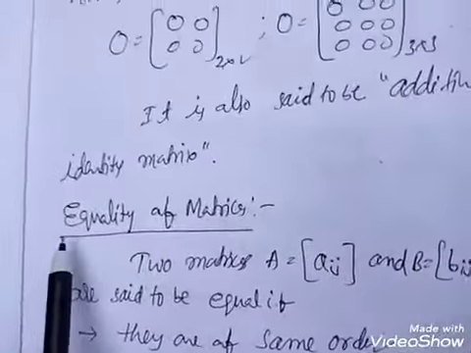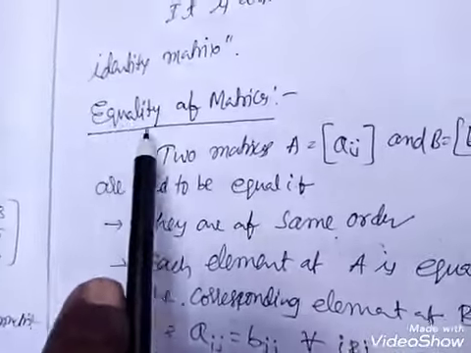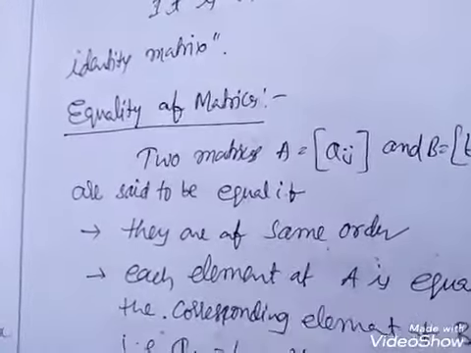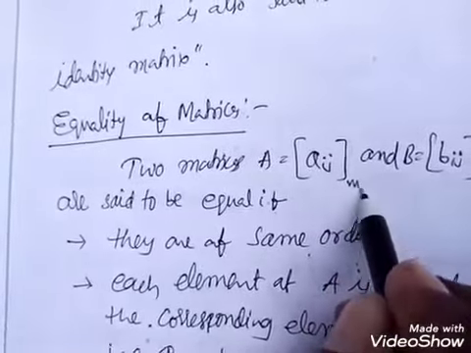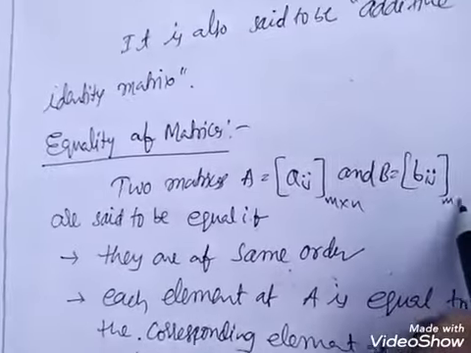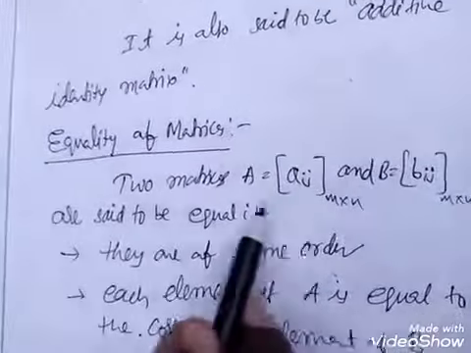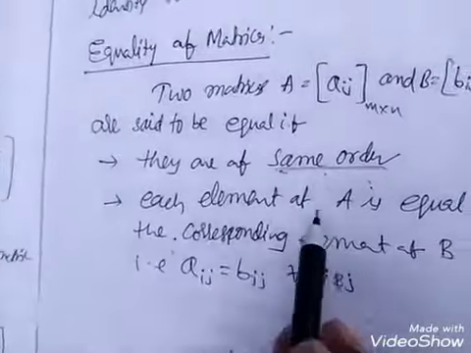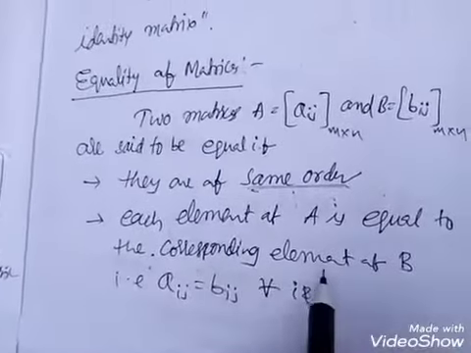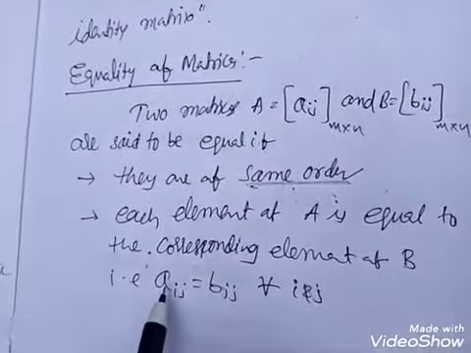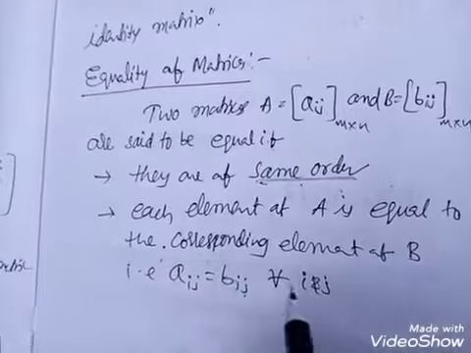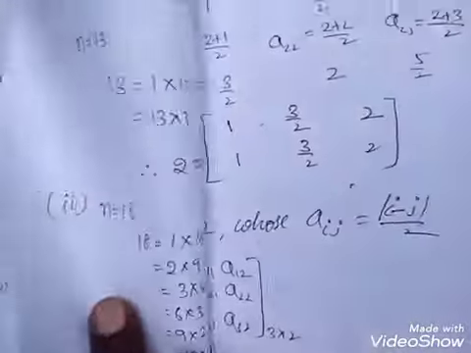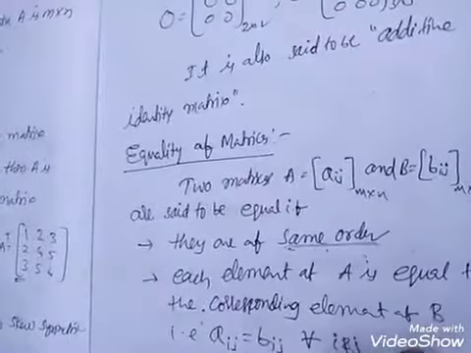And how can you say two matrices are equal? That is equality of matrices. Let A be of order m by n, and B is also m by n. That means the two matrices are of the same order. And further, each element of A is equal to the corresponding element of B, that is a_ij equals b_ij for all i, j. Then we say the matrices A and B are equal.